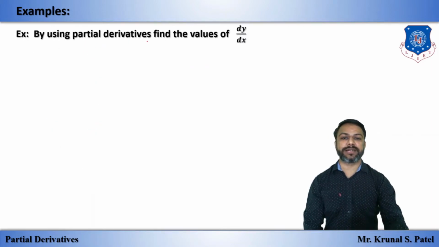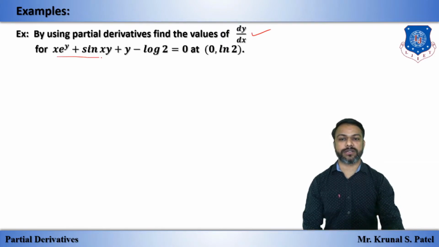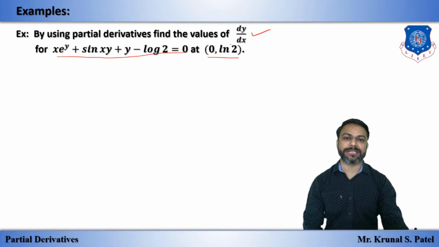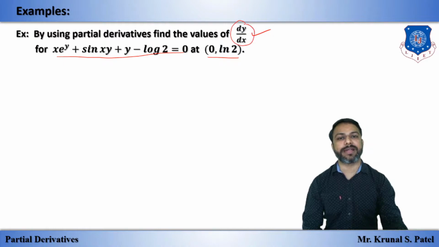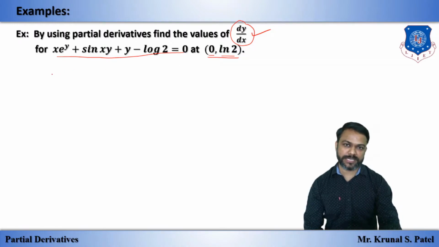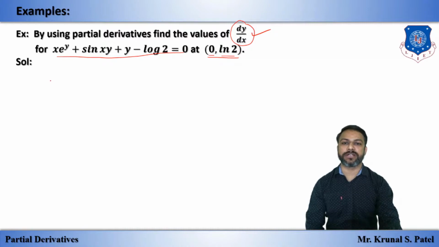Okay, now one more example. By using partial derivatives, find dy by dx for the function which is given here at the point 0 comma ln2. That means after getting the value of dy by dx, we have to put the value of x as 0 and the value of y as ln2. So first, same process, start with the solution.